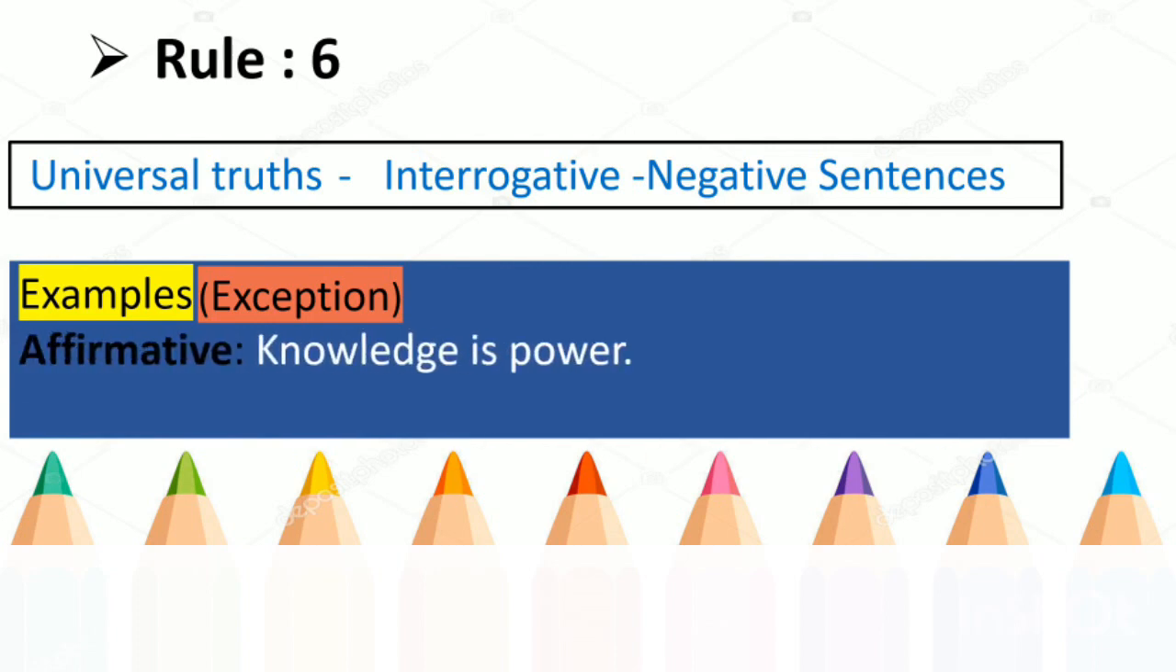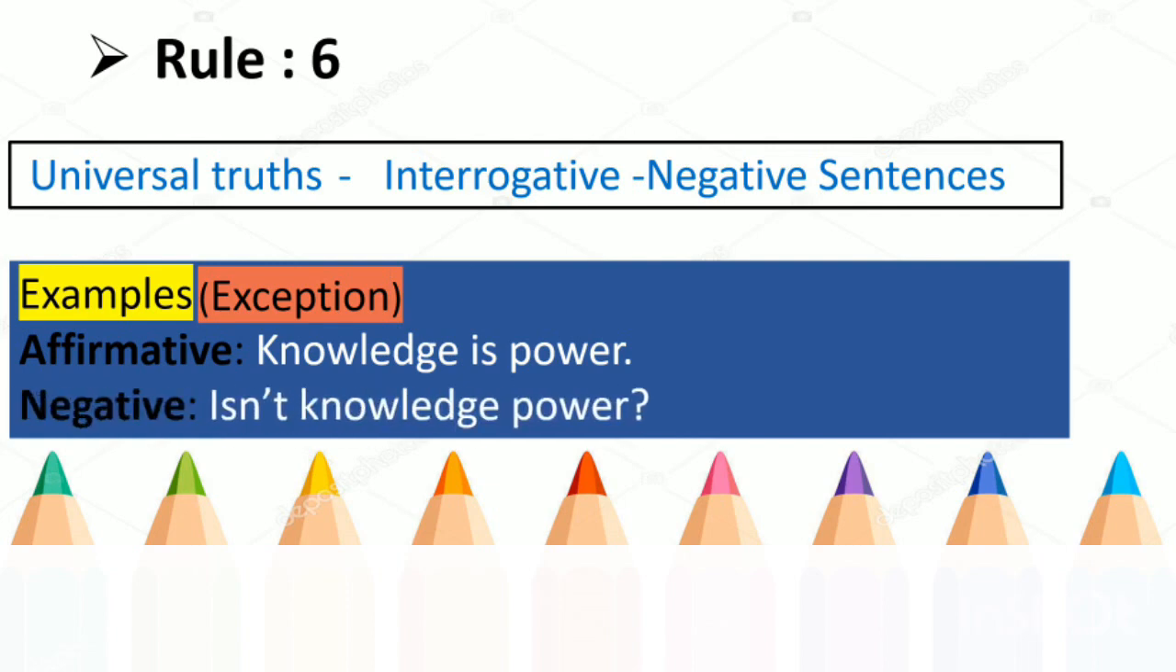So the example is, in affirmative, knowledge is power. We have to convert it into negative by using interrogative negative. So it would be: Is knowledge not power? Is is a verb and it is used in the beginning, so it has been converted into interrogative, and after the subject you can see the use of not, so it is negative. So it is two in one, interrogative and negative.